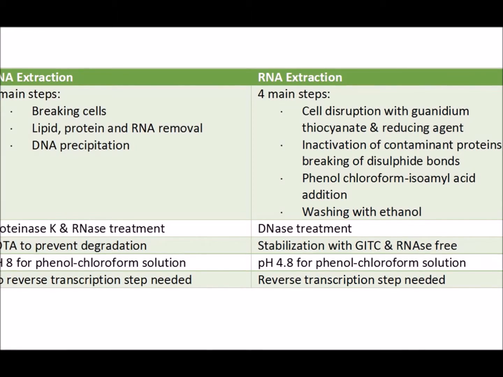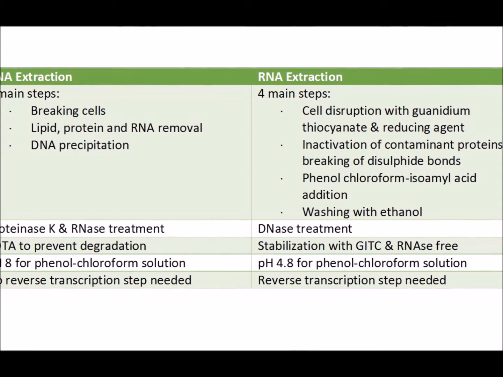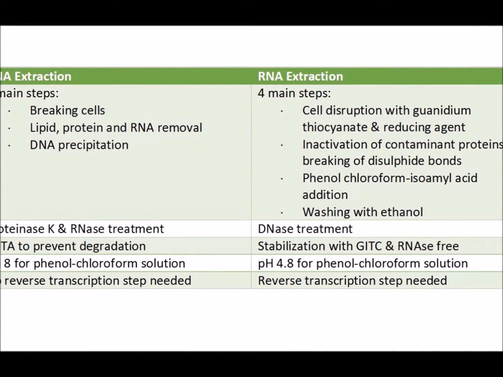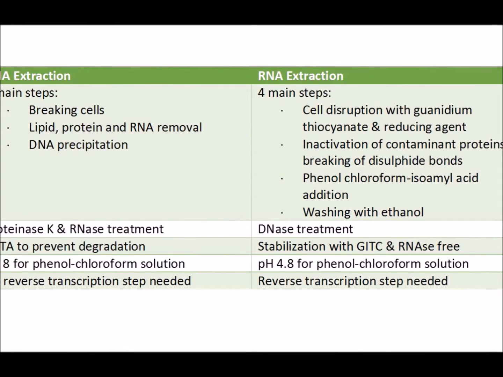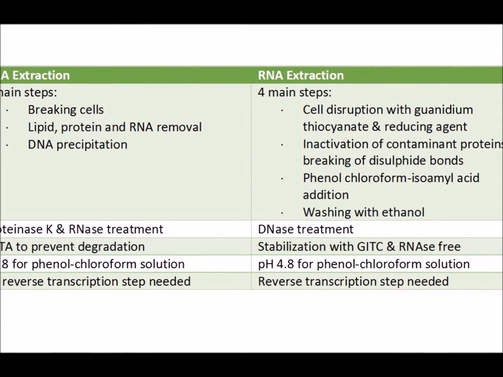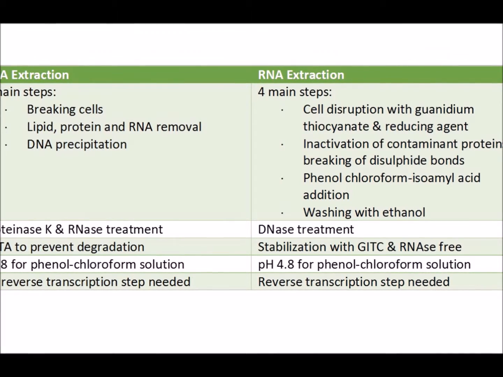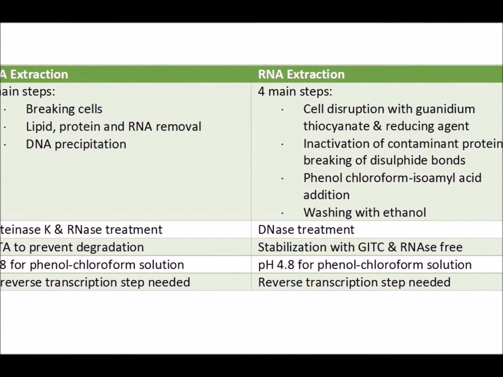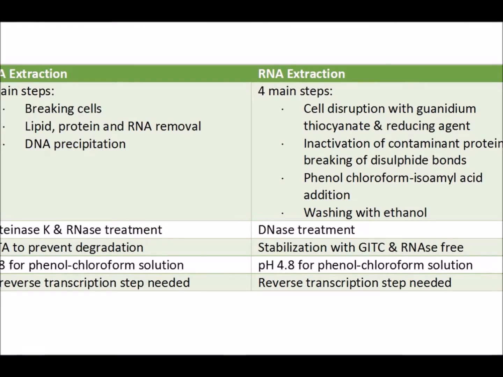Regarding the pH, the DNA extractions need to be made at a pH 8 for phenol-chloroform solutions, while RNA extractions is with a pH of 4.8. If a DNA molecule is intended to be obtained from an RNA extraction, a reverse transcription step is needed.